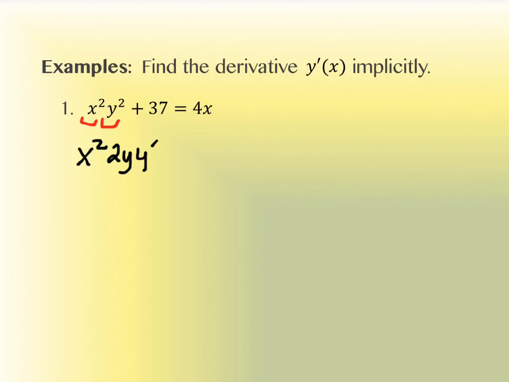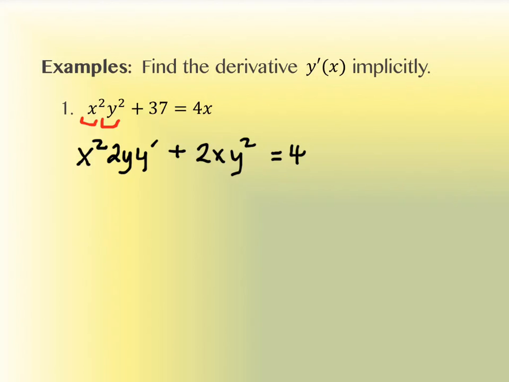So the other half of the product rule says I'm going to have addition. What's the derivative of the x squared? 2x. And then we write down y squared as it is, because that's the other component of the product rule. Derivative of 37, that's 0, so I've just got equals then. And then the derivative of 4x, 4. That is all the calculus that there is in the problem.